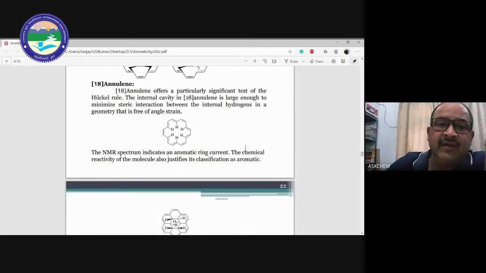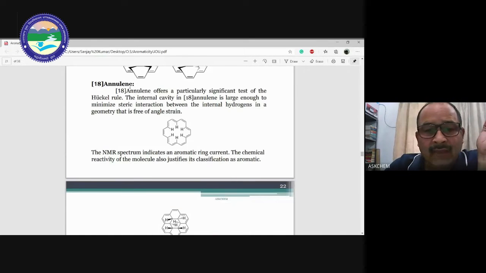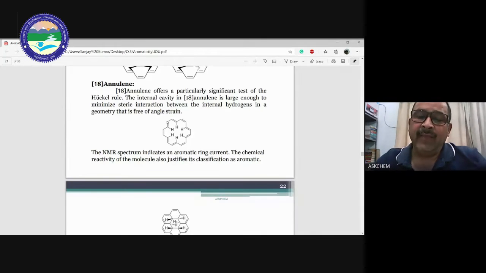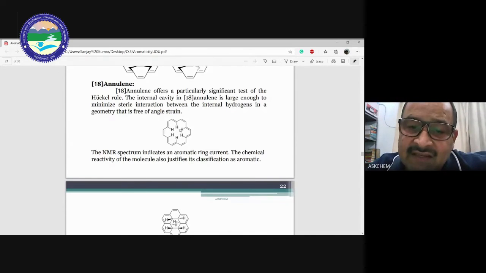Our next member is 18 annulene. Now 18 annulene offers a particularly significant test of Huckel's rule. The internal cavity in the 18 annulene is large enough to minimize steric interaction between internal hydrogens in a geometry that is free of angle strain. 18 annulene is so large that it cannot induce the six hydrogens to undergo steric van der Waals interaction between themselves. And that's why this geometry is very much fine, very much accommodating.